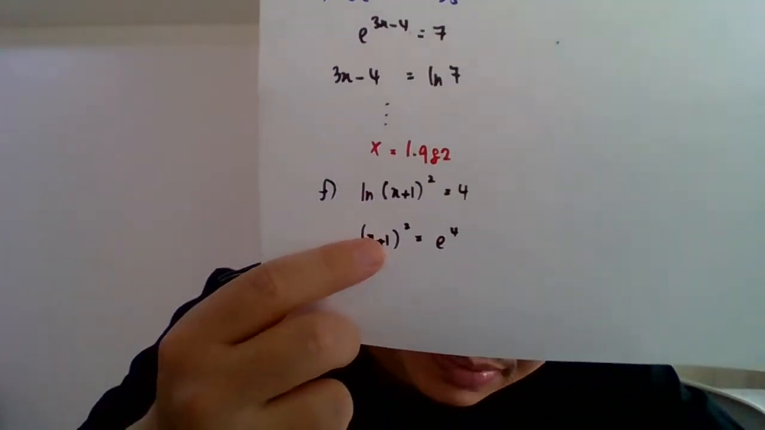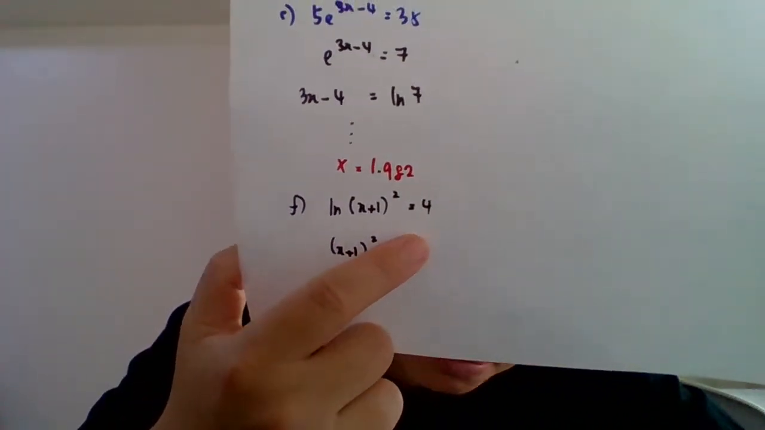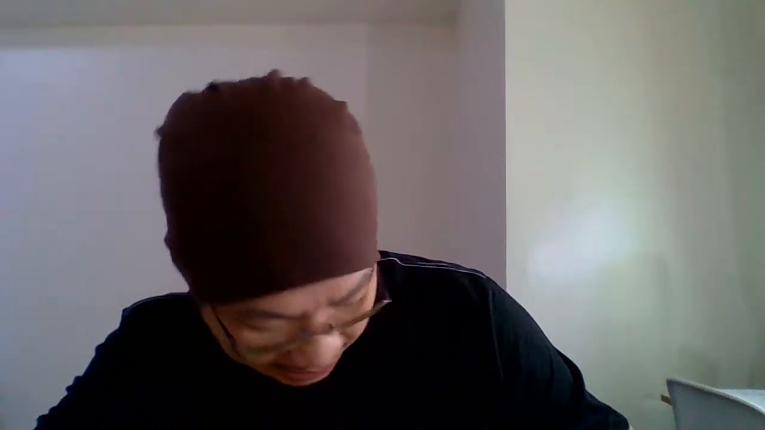Okay, after we get this, what do we need to do? Exponent power 4. How much is the answer? Exponent to the power 4. This is the value that you should obtain: 54 point something. So x plus 1 squared equals 54.598. 598 because 3 decimal places, right?